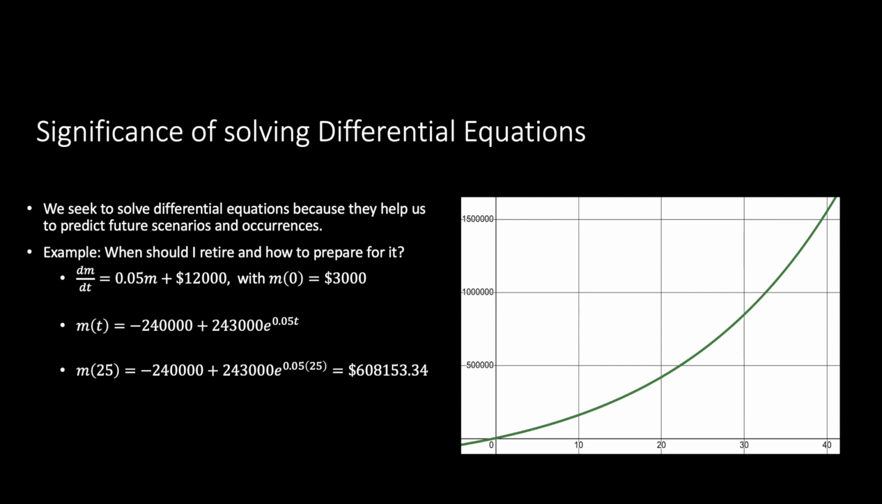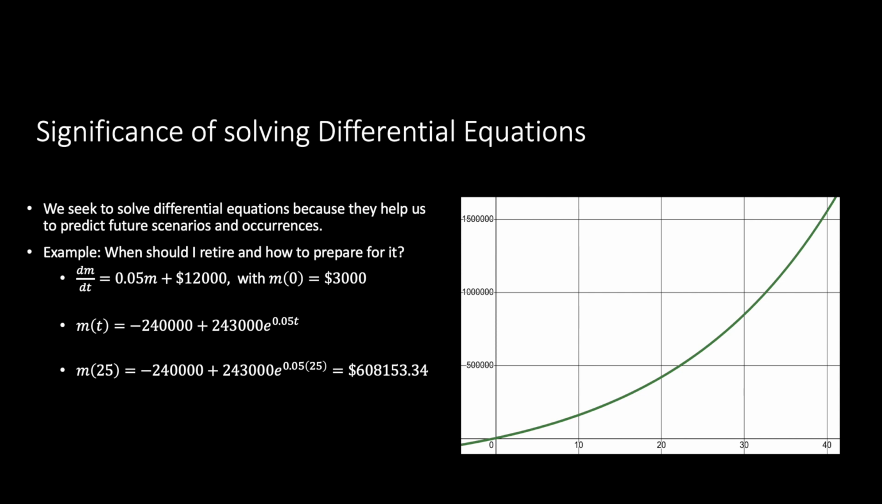Another good example is for an individual trying to prepare for retirement. The differential equation I've provided is the change of money, m, over the change in time, t. The 0.05 is the annual interest rate, and the $12,000 is what the individual puts in their bank account every year. The M0 equals 3,000 is the amount of money the individual starts with in their bank account. I've solved the differential equation below, then below that I input 25 years. So if the individual proceeds to put 12,000 in their bank account with 0.05 annual interest, then after 25 years they'll have about $600,000 in their bank account.